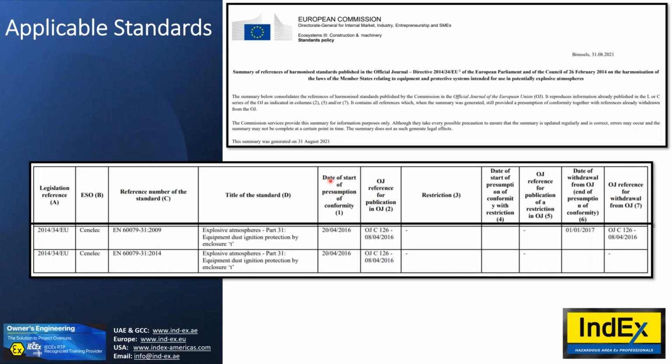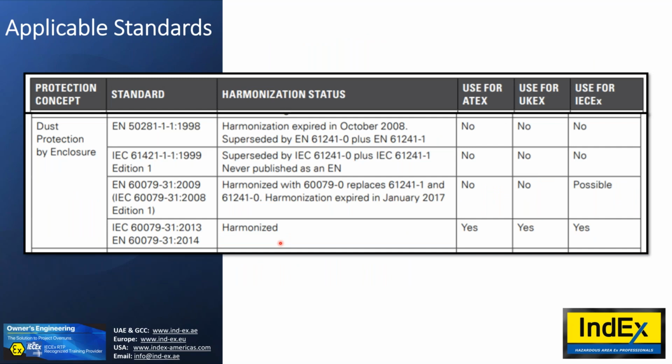When considering Europe, there has been harmonization to which standard is now being applied. Since 2016, edition 2 has been applicable. When we look at the history of this standard, edition 2, which is currently harmonized between EN and IEC, is applicable for ATEX, UKEX or UKCA, so Britain, as well as for IEC Ex. The last edition, edition 1, is no longer possible for use as of January 2017 for ATEX or UKEX, while IEC Ex allows up to one edition back.